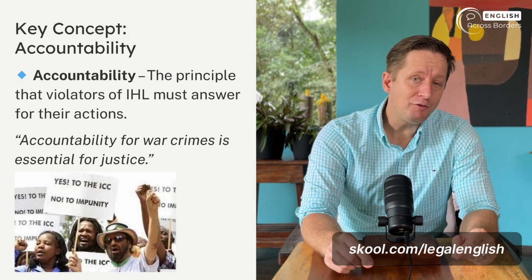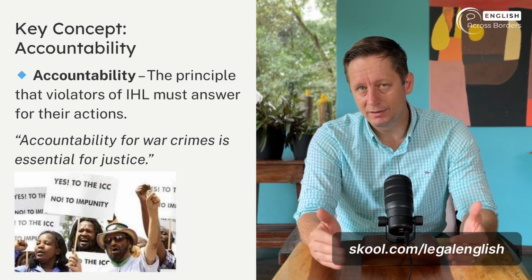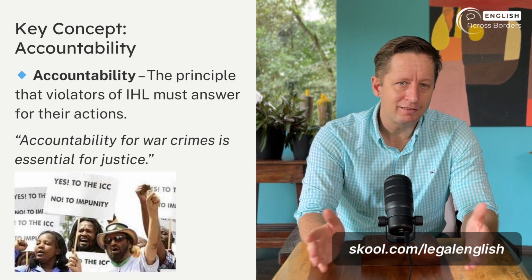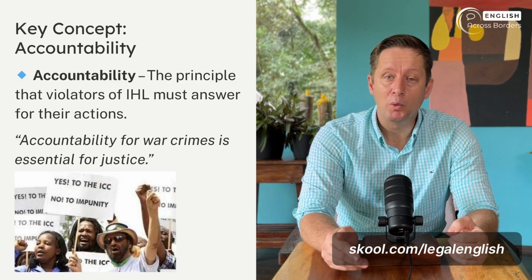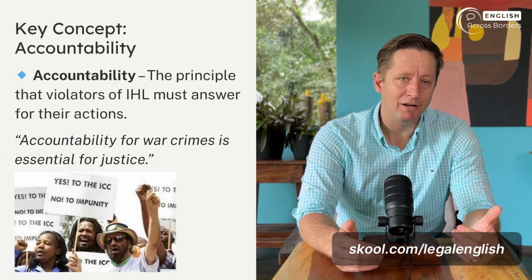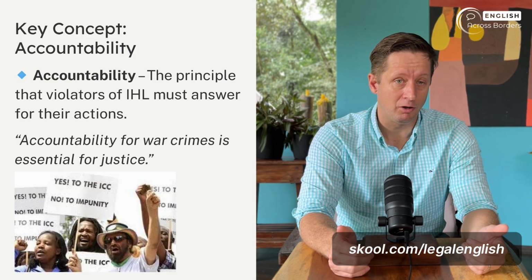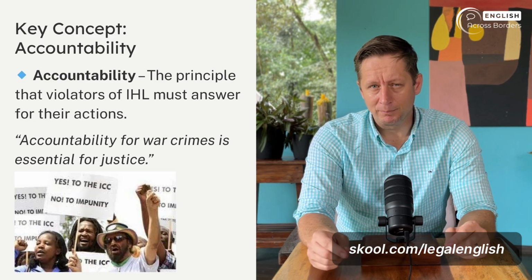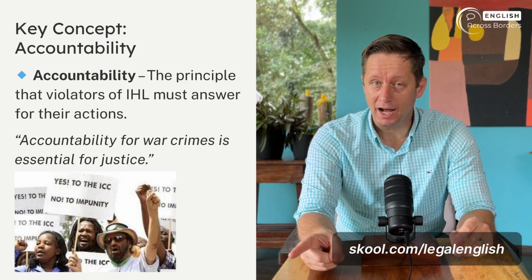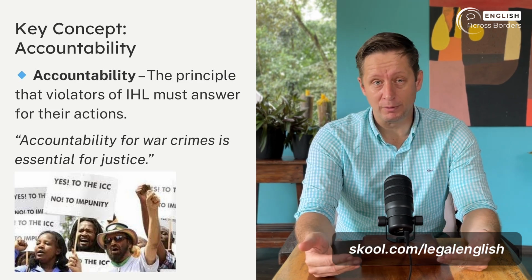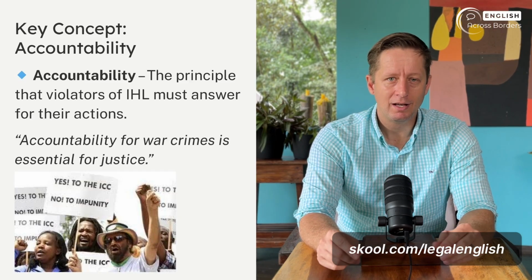Imagine, after a civil war, a peace agreement grants amnesty to commanders. A lawyer explains amnesty may help peace temporarily, but without accountability, victims lose trust in justice and violence may return. Compare. Without accountability, violations continue unchecked. With accountability, perpetrators know they will face consequences.